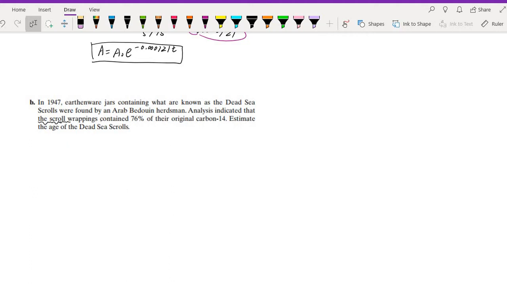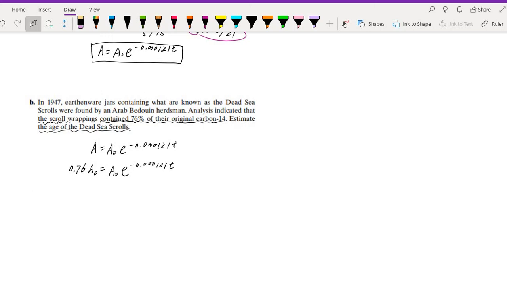The scroll actually contains 76% of the original carbon-14. Then estimate the age of the Dead Sea Scrolls. From part A, we have the exponential decay model, so I just recopy this. This time we have 76% of original carbon-14. We know the original is A sub 0, and 76% is just going to be 0.76 times A sub 0. Then we're just going to set this up and solve for t.